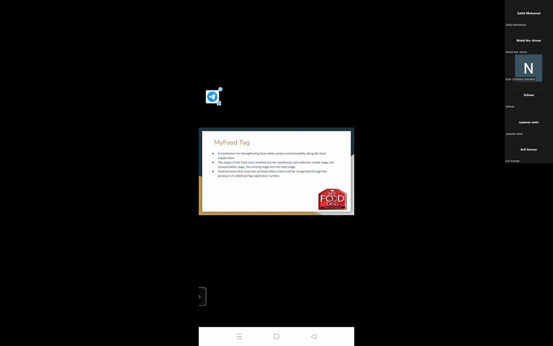And next is My Food Tag. My Food Tag registration is a mechanism for strengthening food safety control and traceability along the food supply chain. Among the stages of the food supply chain involved are the warehouse and collection center stage, the transportation stage, the refining stage, and the retail stage also.